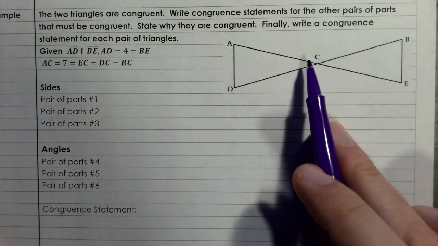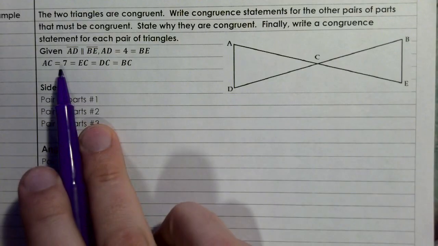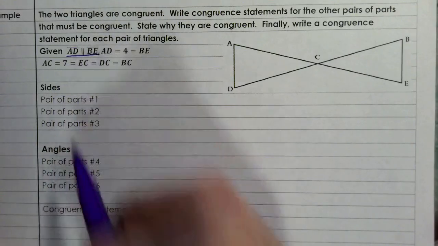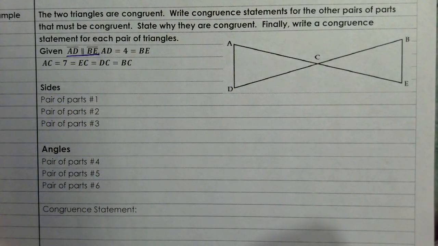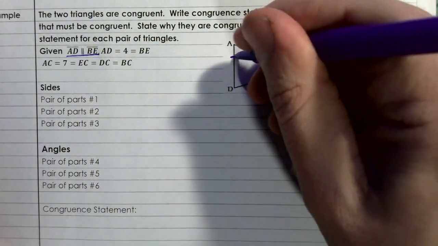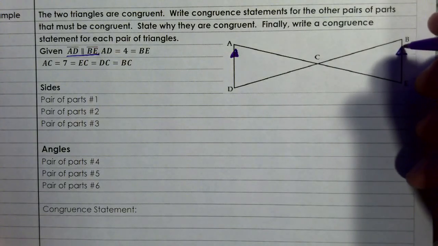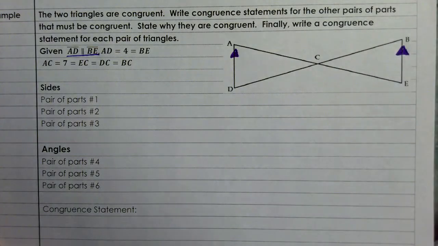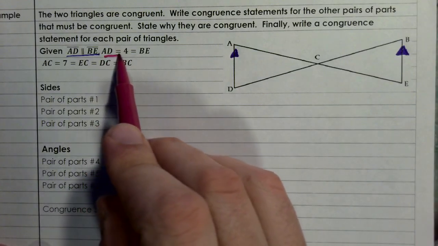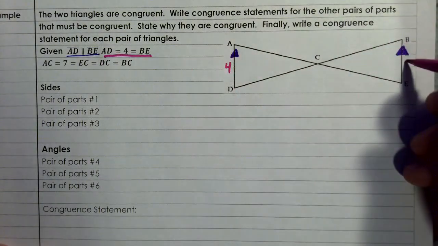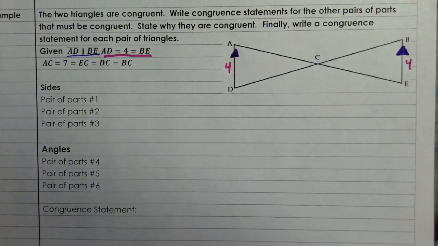All right, now in this one, they didn't label anything in my diagram, but they still gave me a lot of information. So I know that we've got this thing right here. That's telling me that those two lines are parallel. So I'm going to mark them parallel in my diagram, so I don't have to try to remember it from the given. I can just see it on there. So those two sides are parallel. And they told me that AD equals 4 and BE equals 4. So both of these sides are 4.